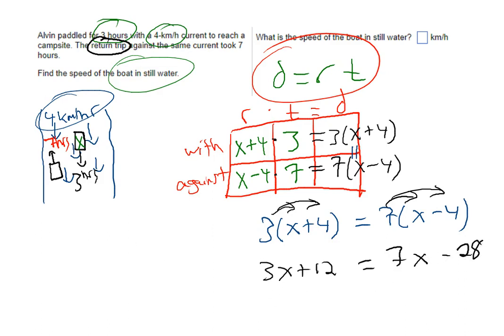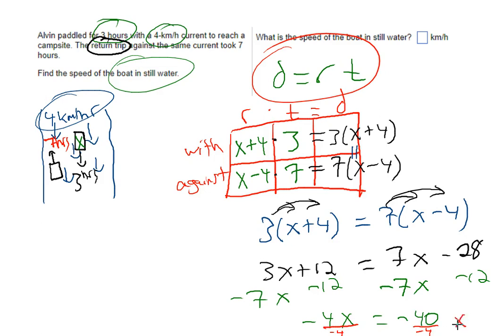And so we need to get x on one side, so I'll go ahead and subtract the 7x, get it on the left-hand side. Since I'm getting x over here, I don't want the 12 to stick around, so I'll subtract 12 from the right-hand side. And we get negative 4x equals negative 40. So we divide by negative 4 on both sides. Let's see, okay, barely. And so we end up getting x is equal to 10. And so that's how fast Alvin's paddling the boat. He paddles the boat 10 miles per hour.